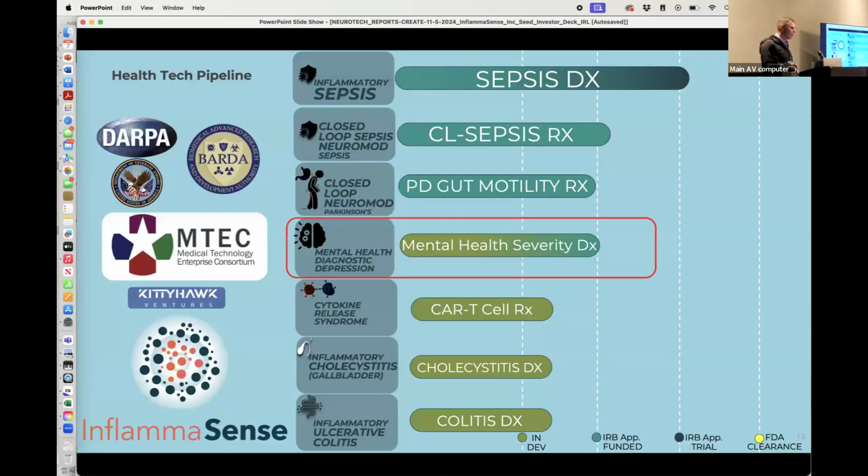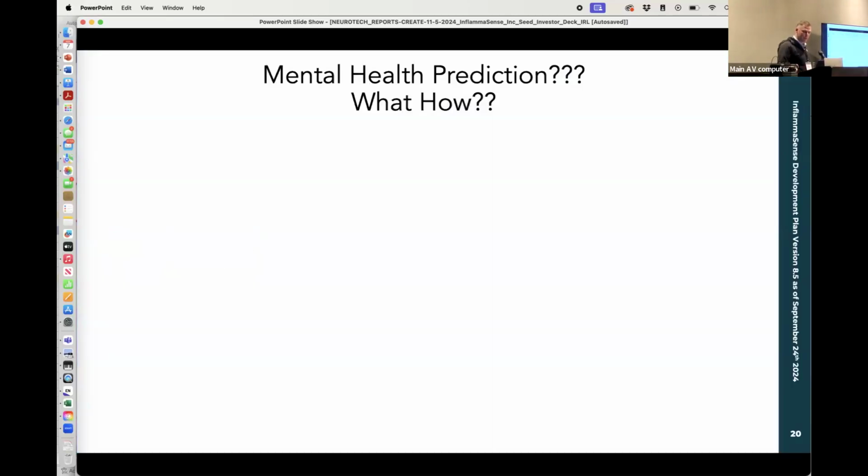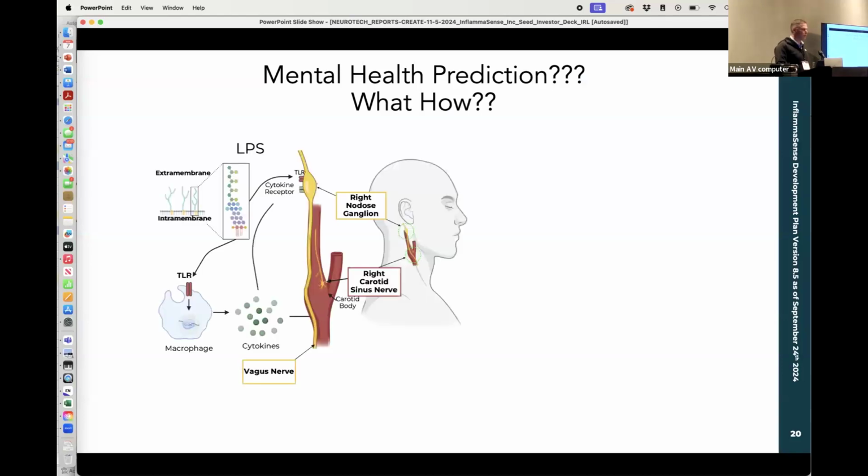The other part that we're working on is mental health. I mentioned inflammation is core to sepsis. Inflammation in the brain is also core to severe mental health disorder. And you may say, what? How does that even work? What is going on?